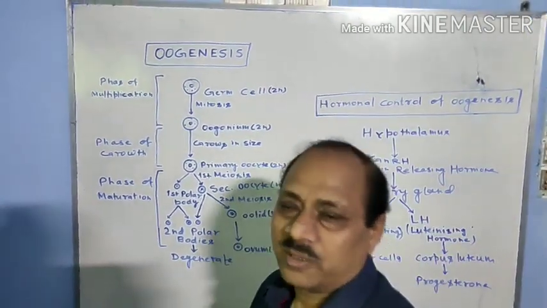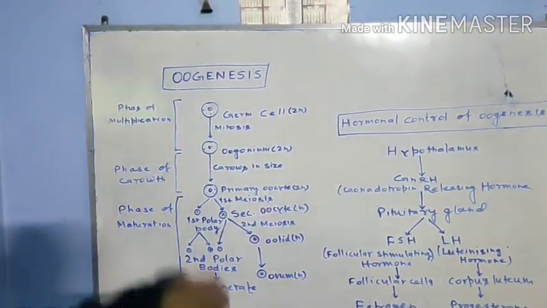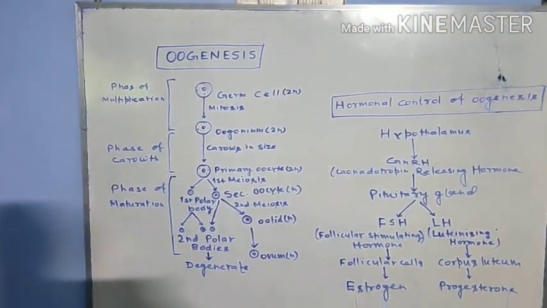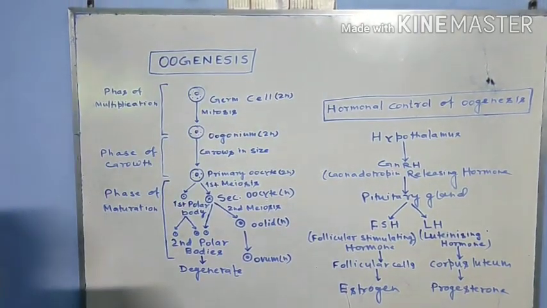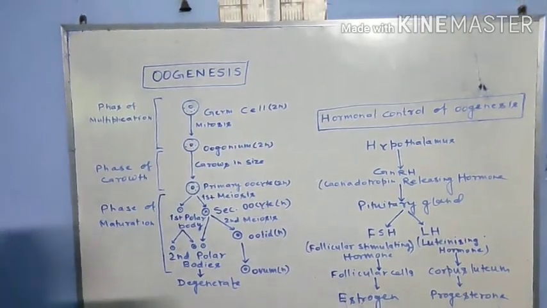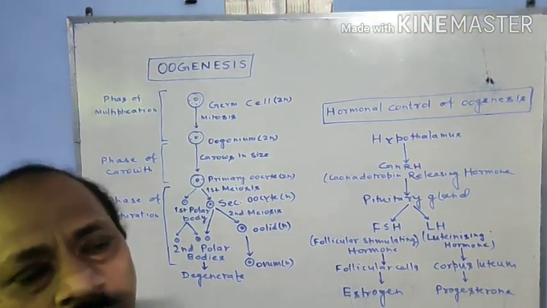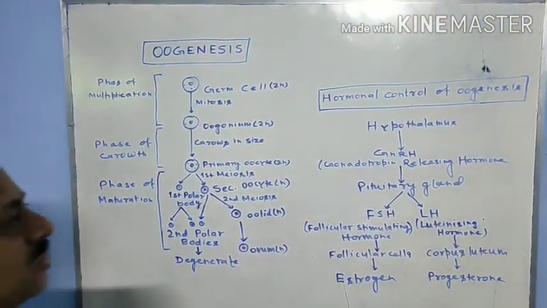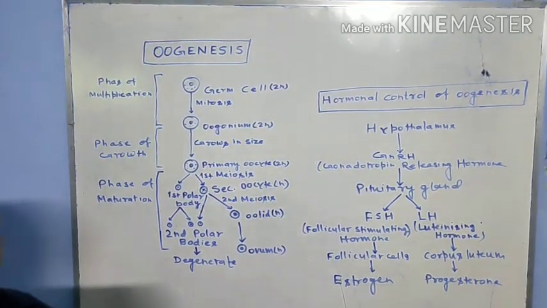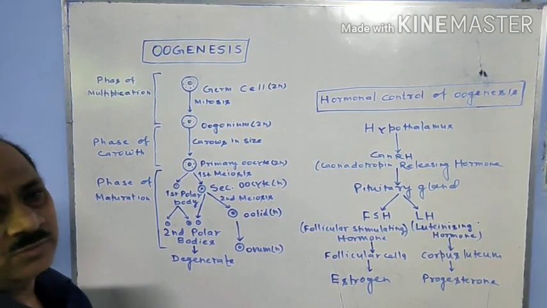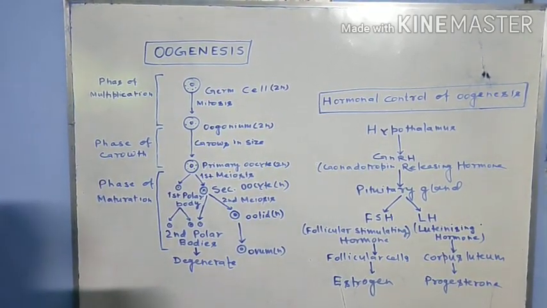Students, today I am going to discuss oogenesis. What do you mean by oogenesis? Oogenesis means formation of ovum or female gamete in the ovary. You can define the formation of female gamete or ovum in the ovary as oogenesis.